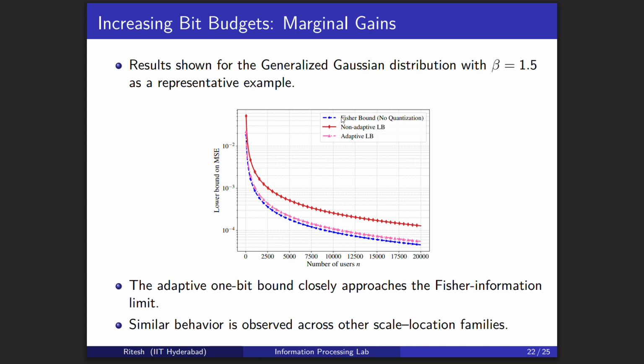So for this lower bound using Fisher information, the best results one can think of in this protocol, this is the non-adaptive one, and this is the adaptive one. So one can see this gap is not too much. So the adaptive one bit bound closely approaches the Fisher information limit, and similar behavior is observed across all the scale location family data we have included in our paper.